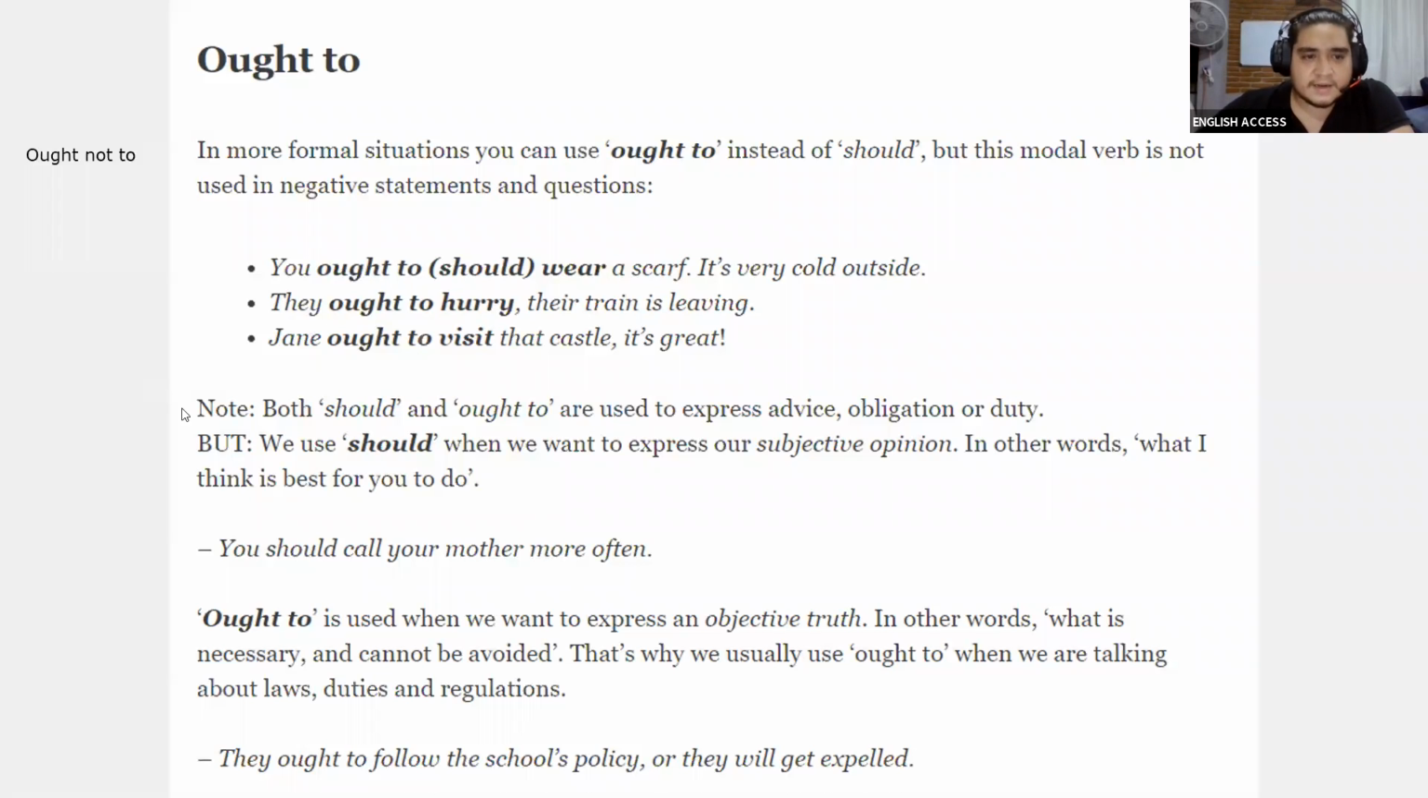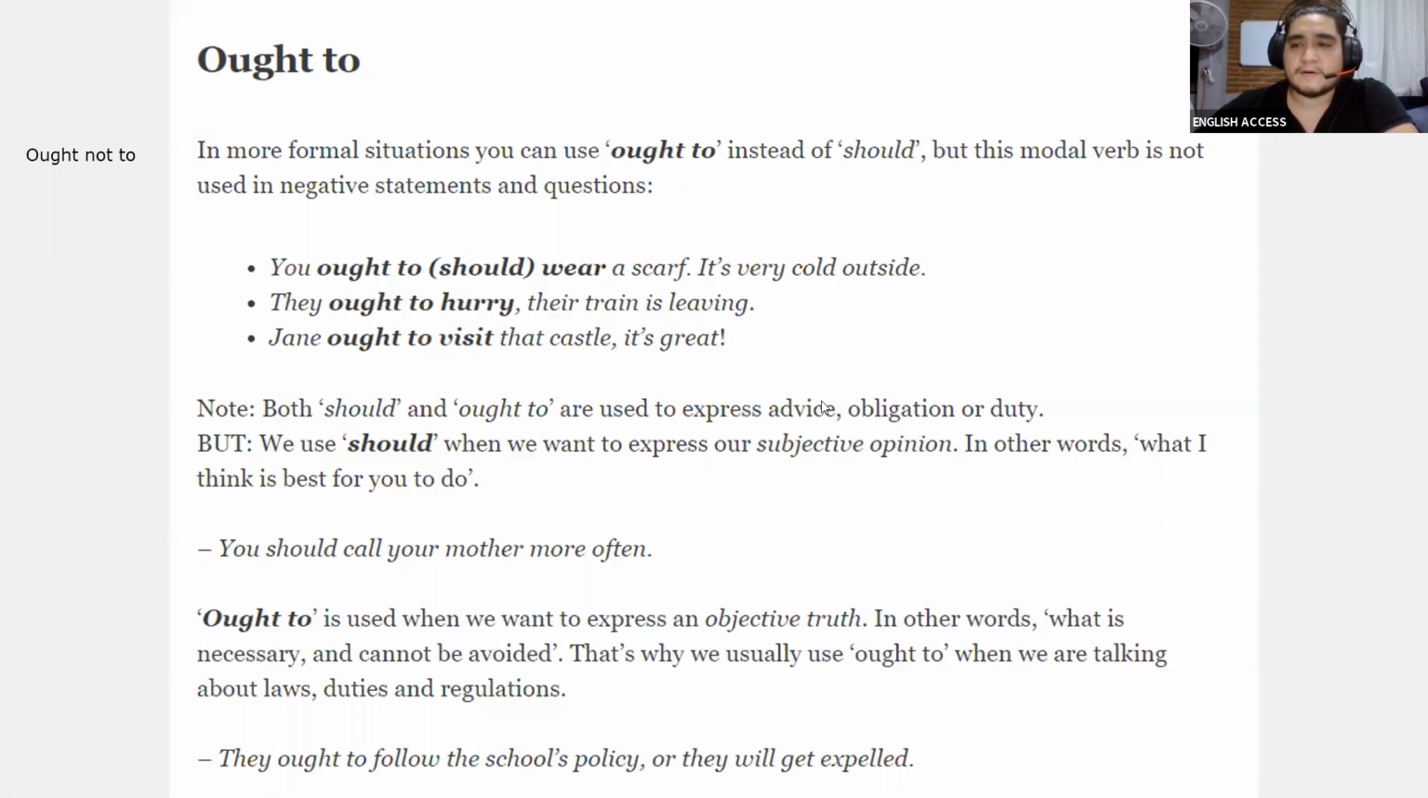All right. Now we have a note here. It says both should and ought to are used to express advice, obligation, or duty. Okay, but we use should when we want to express our subjective opinion. In other words, what I think is best for you to do. So we use should when we want to give our personal opinion.